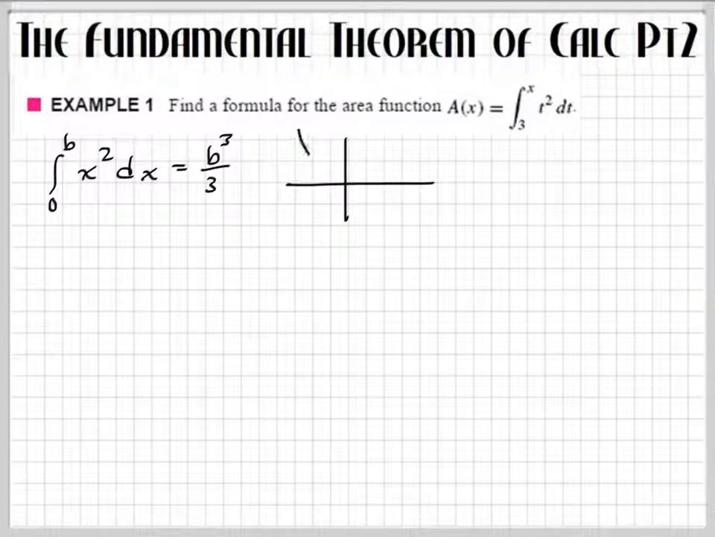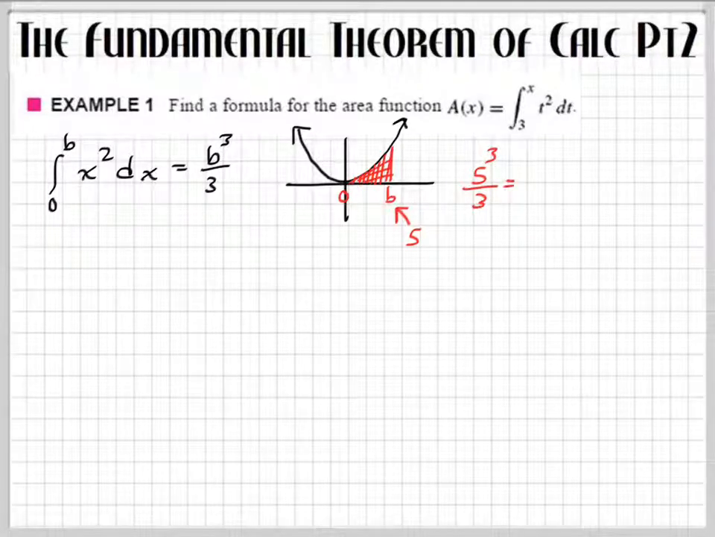But pretty much what that formula was that we found was a formula that would give us the area between 0 and b, and b is just a variable that represents any number. So if that number equaled 3 or 5, and we wanted to find the area of the shaded region, then we would just have to go 5 raised to the third divided by 3, and that would give us our answer.